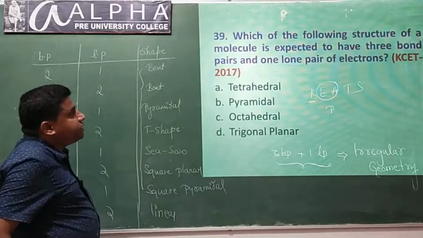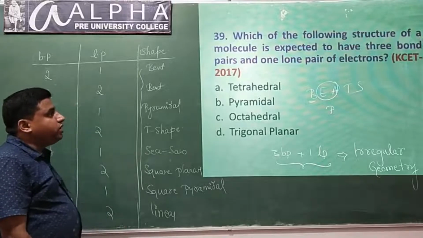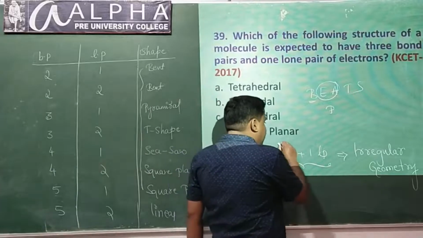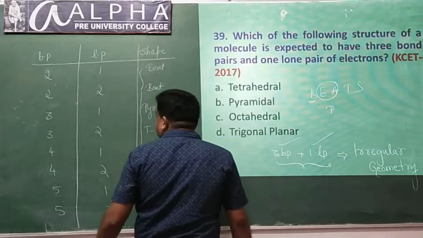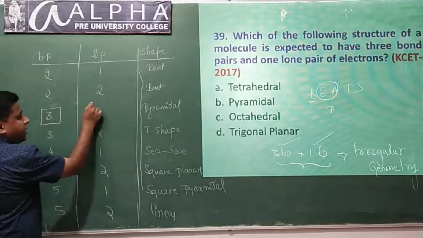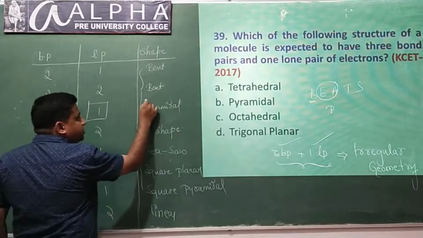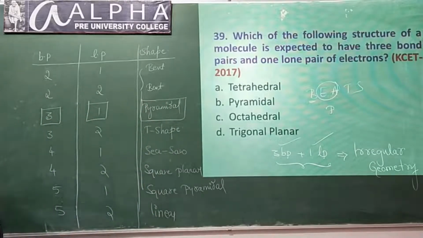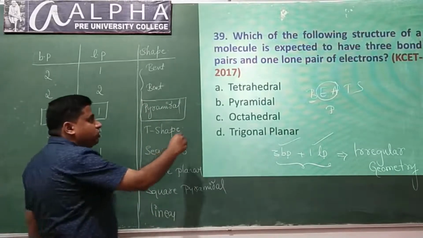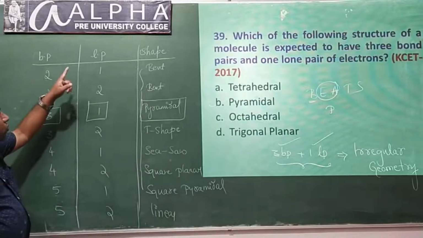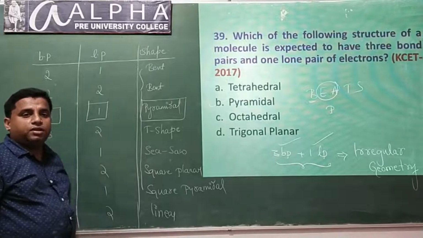So the question says, which of the following structures of a molecule is expected to have 3 bond pairs and 1 lone pair? Look here, 3 bond pairs and 1 lone pair. Therefore, the structure is going to be pyramidal. Understood? Very simple. 3 bond pair and 1 lone pair means pyramidal structure.